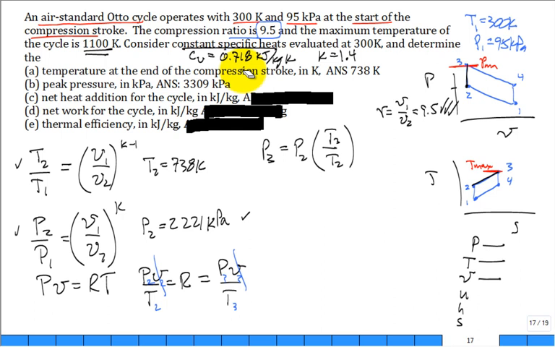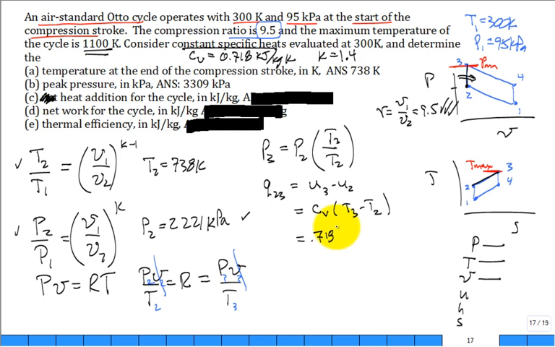What about the heat addition for the cycle? Well, where is heat coming into the cycle? It's only coming in the process 2 to 3. So what is Q 2 to 3? U3 minus U2. Hey, we're using constant specific heat. C sub V times T3 minus T2, yes.